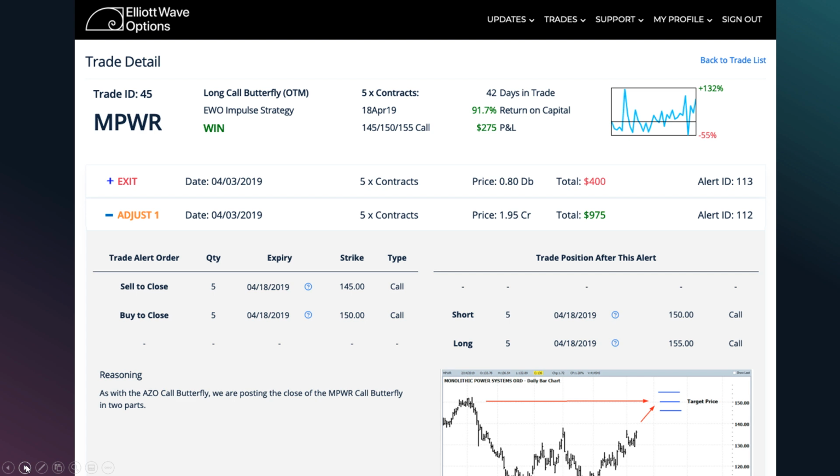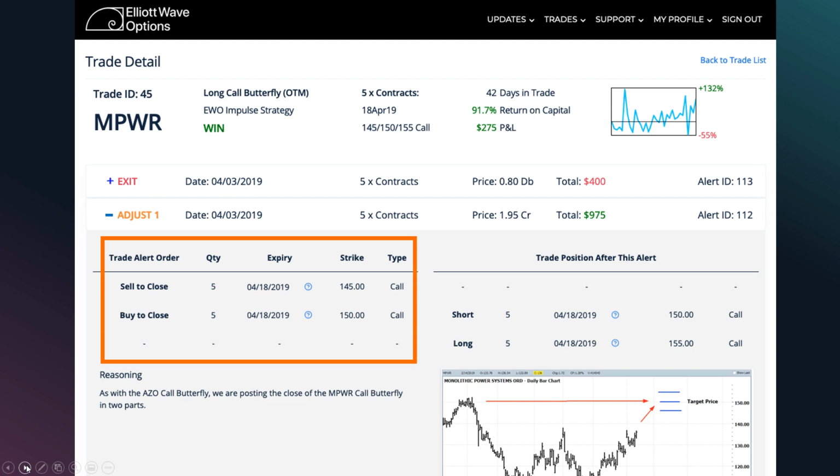In this particular case, it was a butterfly, and in order to exit the butterfly, it was better to break up the butterfly into two separate spreads. In other words, a butterfly has three different legs, and you can exit a butterfly as a butterfly, but there are times when, based on market conditions, based on liquidity, based on what's occurring with the open interest at the current time in the overall position, it may be best to go ahead and break up the alert. And that's what happened in this case.